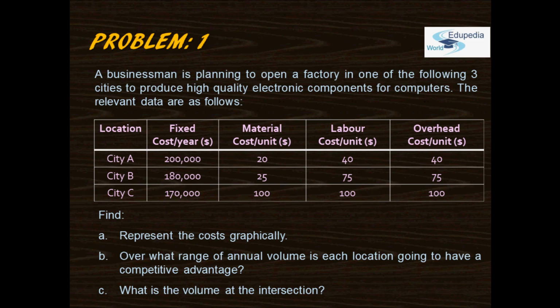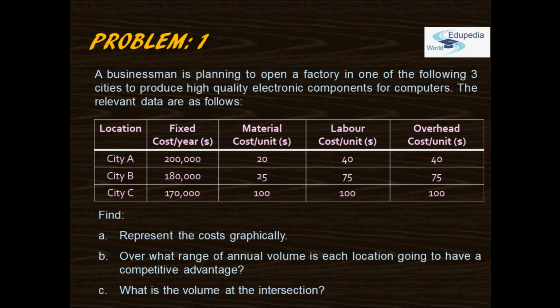The first one is that a businessman is planning to open a factory in one of the following three cities to produce high quality electronic components for computers. The relevant data are given as follows. You have locations A, B and C, three different cities. The fixed and the variable costs are given. You need to find the following. The first one is to represent the cost graphically. You have to draw the graph of this.